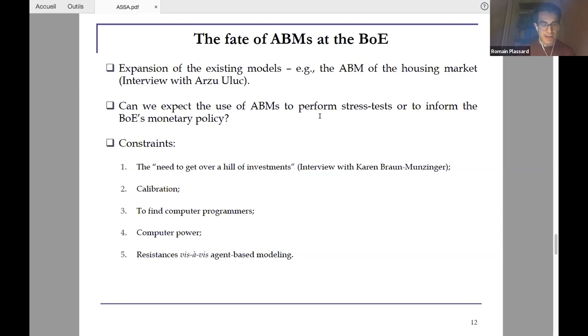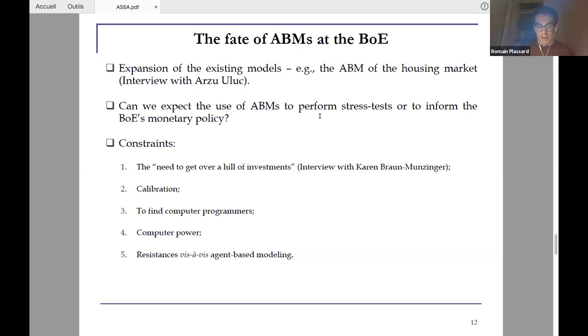During an interview, Marc Hinterschweiger called my attention to the financial constraint. She told me, while sharing her experience, that we need to get over a hill of investment to use agent-based models. So the question is whether the Bank of England is ready to fund research to develop an agent-based model for stress testing or monetary policy.